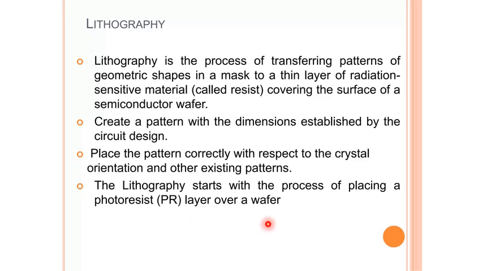The lithography process starts with placing the photoresist layer over the wafer. Now this patterning is achieved by the process called photolithography. So by the name, photo is light, lithos is the stone, and graph means the pattern or picture. This literally means carving pictures on the stone using light. That's what is known as photolithography.